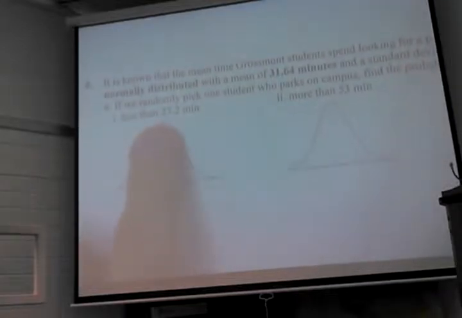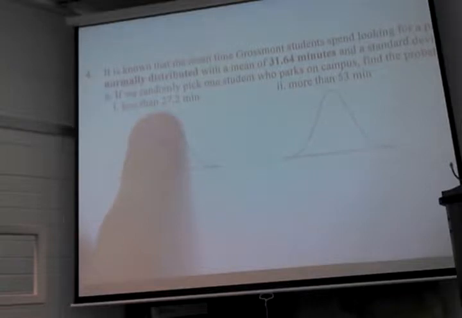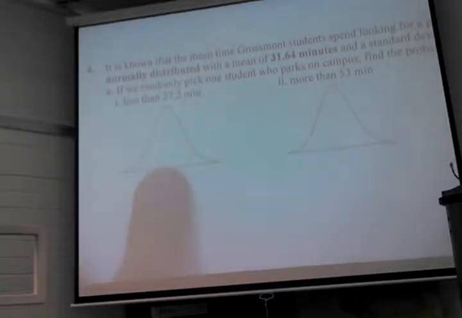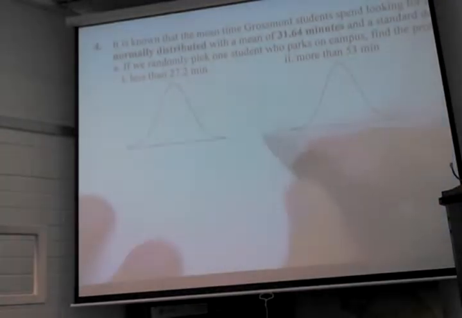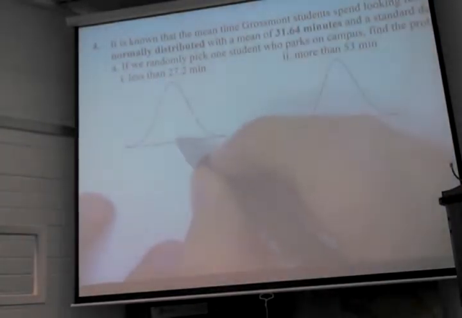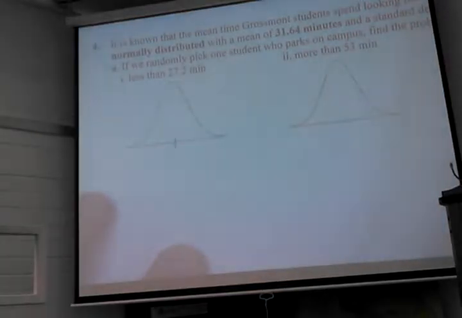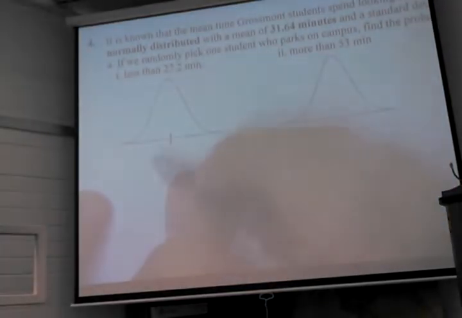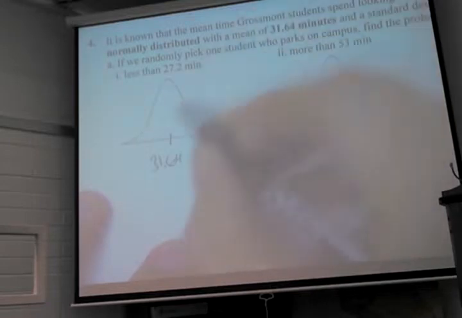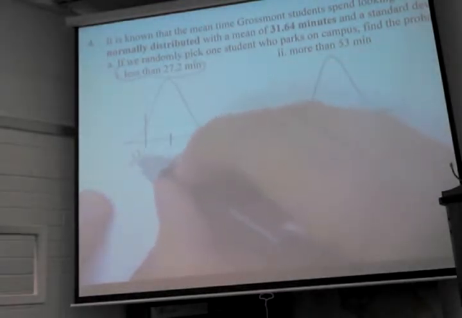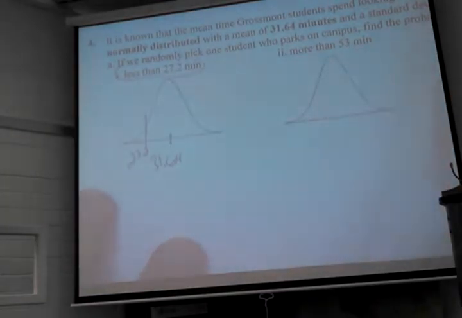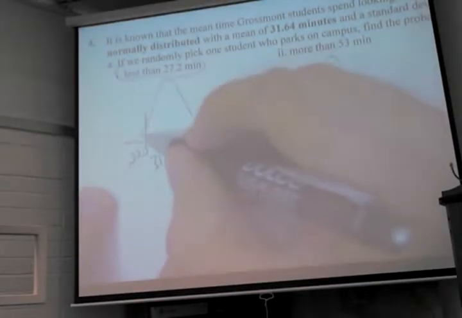All right, so I think last time we did the first one in number 4. We only did part A, right? So let's do part A again, just to remind ourselves how this worked. What goes right in the middle of the picture? Yeah, 31.64. I want to know the probability of less than 27.2 minutes spent in a week. Here's 27.2, because it's a real number line, so I just put it where it goes. I want this area here then.